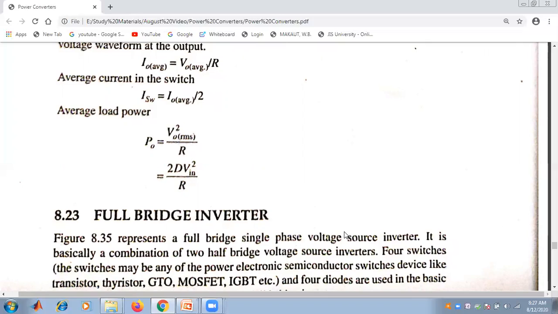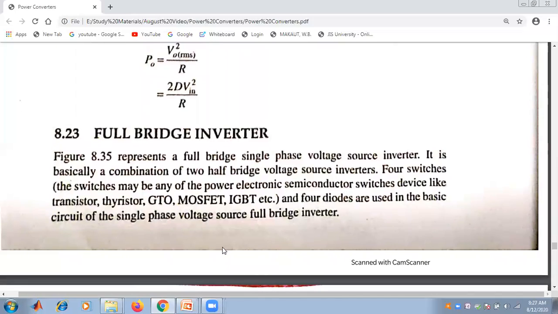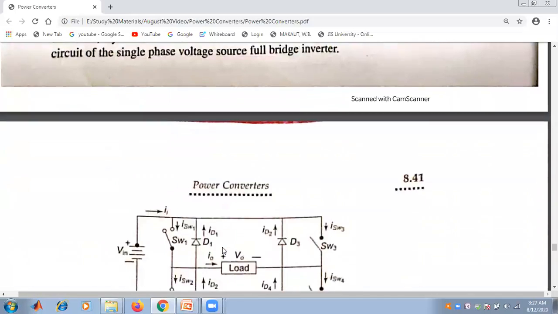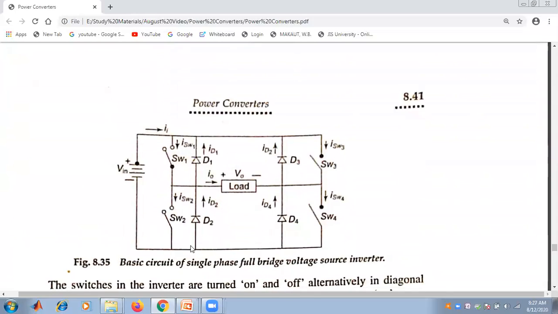Now another part of our discussion is the full bridge inverter. So this is the basic circuit of the single phase full bridge voltage source inverter. It is nothing but, if I see this pictorial view, it is clear that it is a combination of two half bridge voltage source inverters.